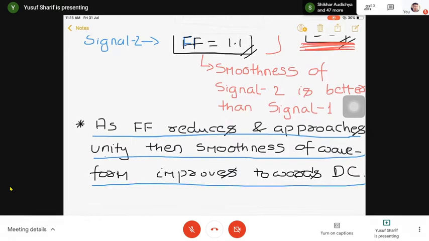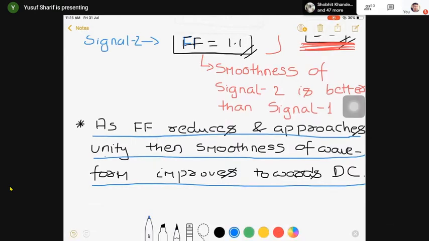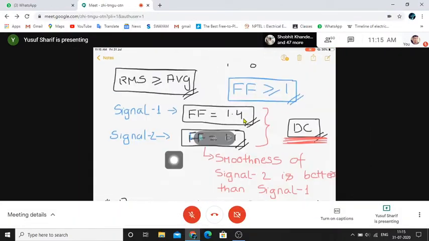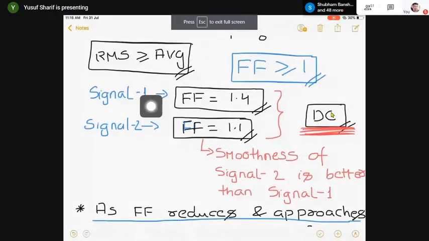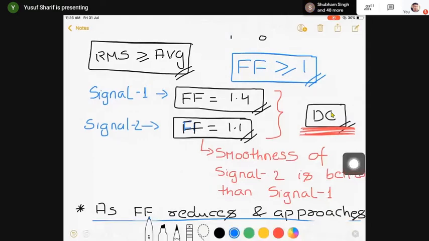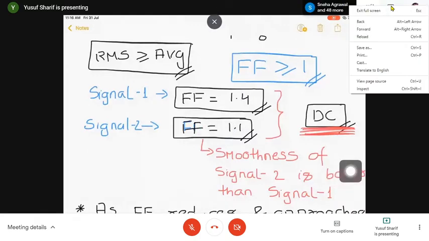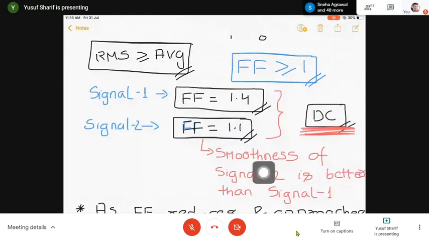जैसे आपने यहाँ पे कंपैरेटिव स्टडी कर लिया कि this signal 2 has a better smoothness when compared to my signal 1. When I say smoothness, nothing but closeness to my DC. When I say smoothness, few students may say, sir, my sinusoidal is also smooth. Okay? So that is not what I mean by smoothness here. Smoothness I mean here is that it is closer to my DC. Is that clear?